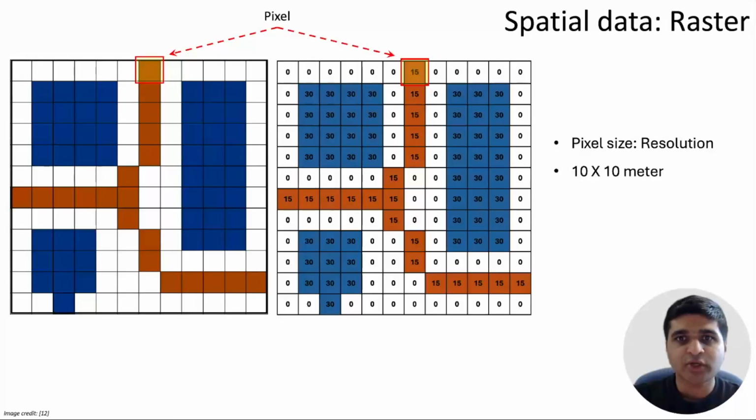Raster data is a way of representing information in GIS using grids of rows and columns. Each tiny box in this grid is called a pixel, and it represents a small area on the ground with a value linked to it. The size of a pixel is called resolution. For example, if the resolution is 10 meters, each pixel shows a 10 by 10 meter area. Smaller pixels mean higher resolution and more detail in the imagery.